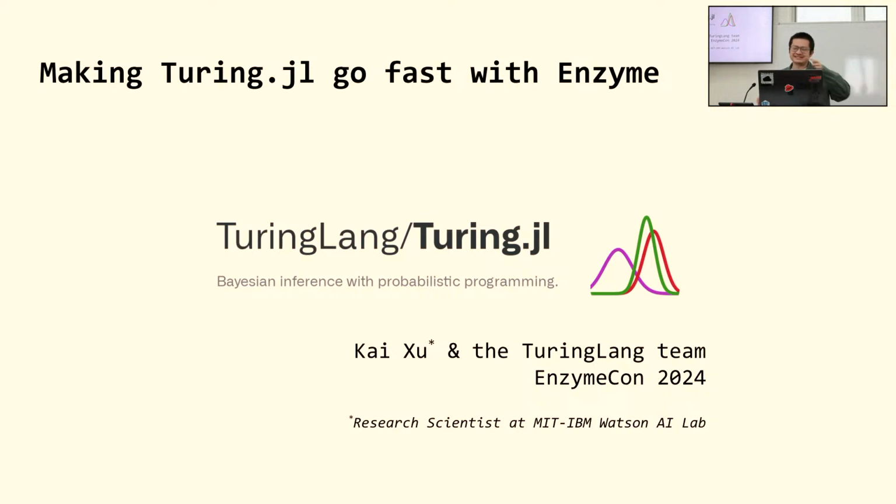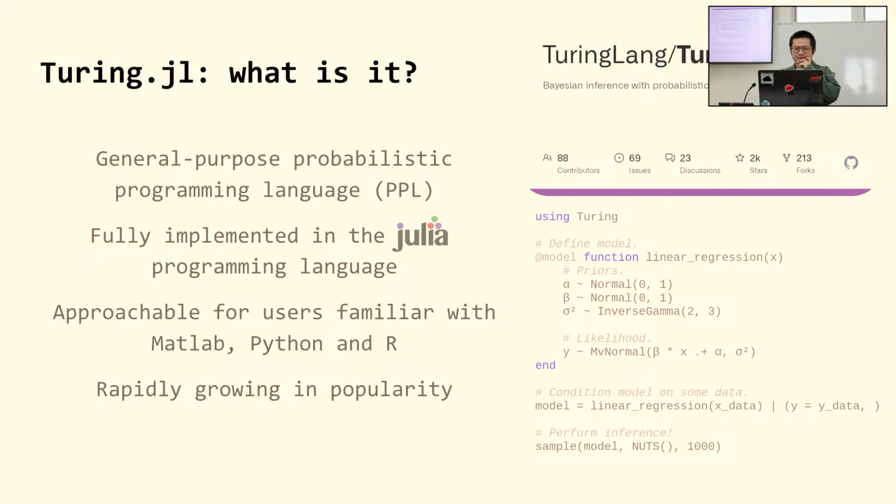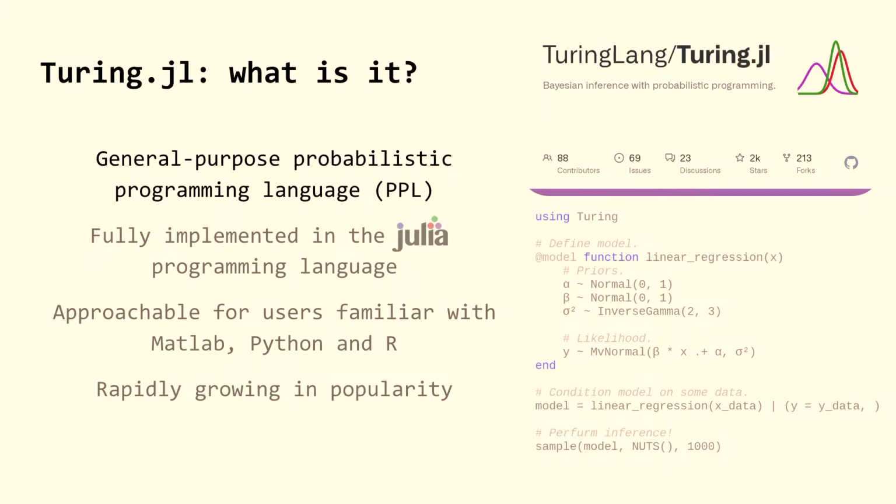I'll start with a simple introduction to Turing and why we need automatic differentiation, and talk about some recent integration of Enzyme with Turing and some benchmark results Tor and I got yesterday. Right. So what is Turing? Turing is basically a general purpose programming language, meaning that you could write programs with some probabilistic semantics. The main purpose is to use them to represent graphical models and do inference on them. And Turing is fully implemented in the Julia programming language.